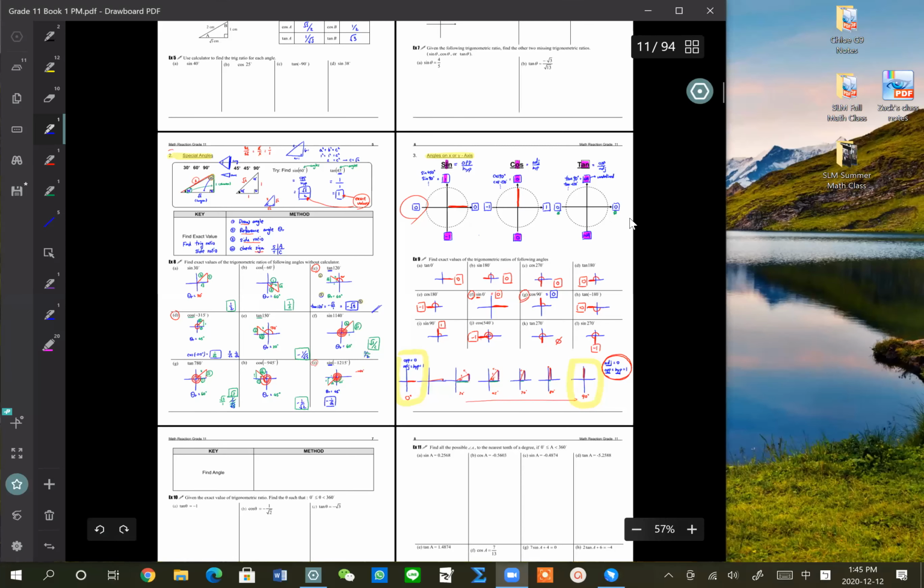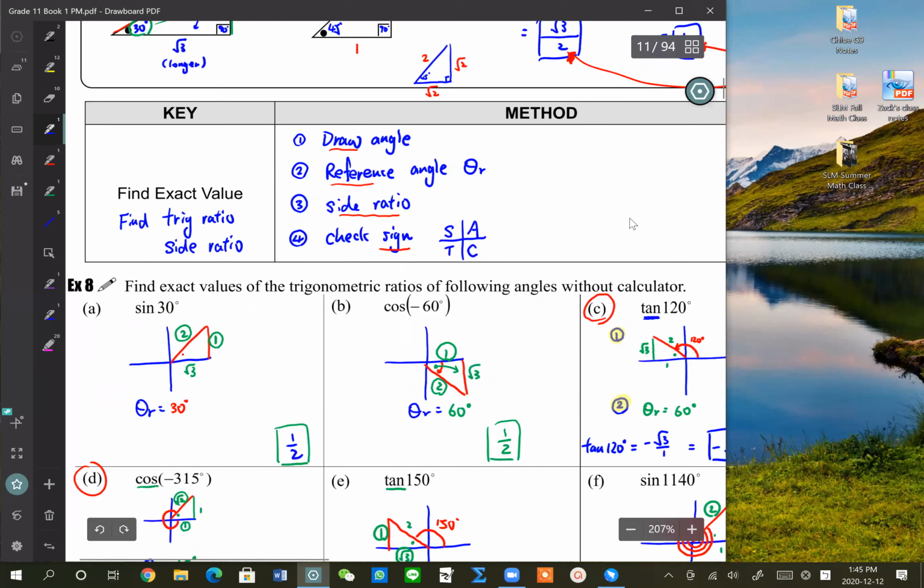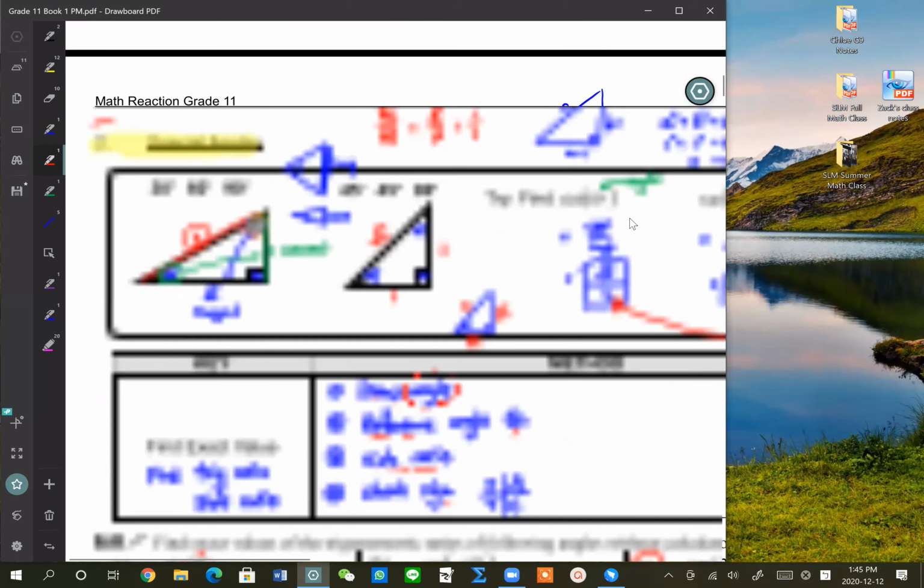So let's start by quickly recapping what we did last time. We learned how to find exact value. To find exact value, they will give you the angle. For example, question A, they give you 30°. So you will start by drawing the angle. That's your first step. After that, you get the reference angle, and then using the reference angle, you think about the triangles.